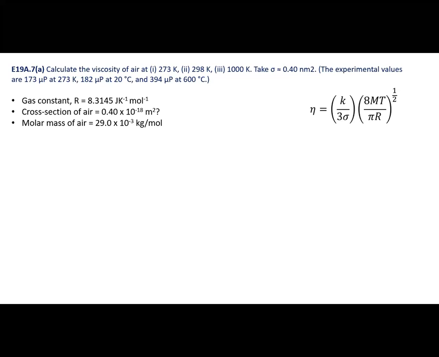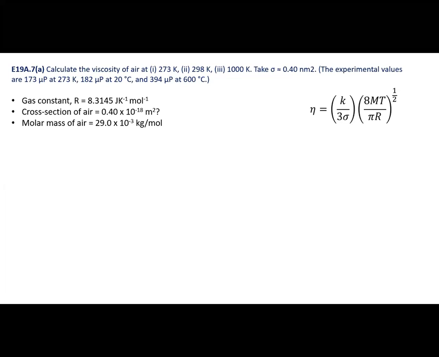Let's look at the next problem. Calculate the viscosity of air at different temperatures. If we are given the collision cross section of air as 0.40 nanometer square, the experimental values are given. So they have given some of the experimental values of the viscosity of air at different temperatures. We need to find this mathematically from the basic equations, and then cross-check our answers with the experimentally determined values.